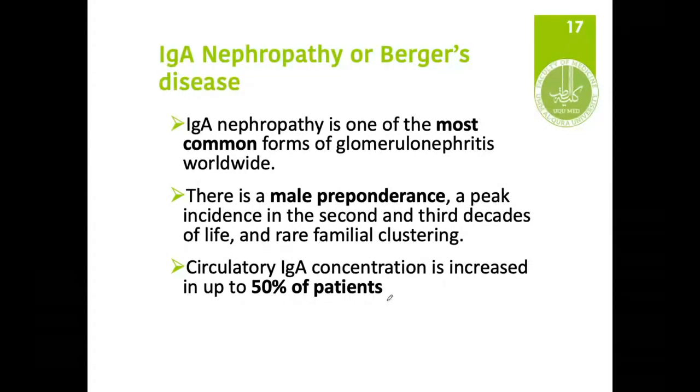Circulatory IgA concentration is increased in up to 50% of the patients. Now, there are a few things I'll just explain here. Normally, IgA antibodies are of two types. One is called IgA1 and one is IgA2. IgA1 is monomeric, while IgA2 is dimeric in form, and it has a secretory component to it. And at the hinge region, there is a process of galactosylation.